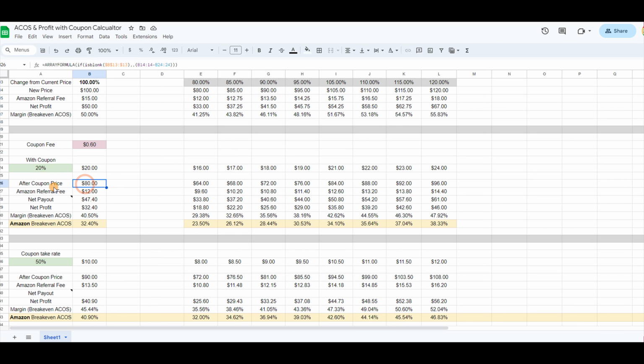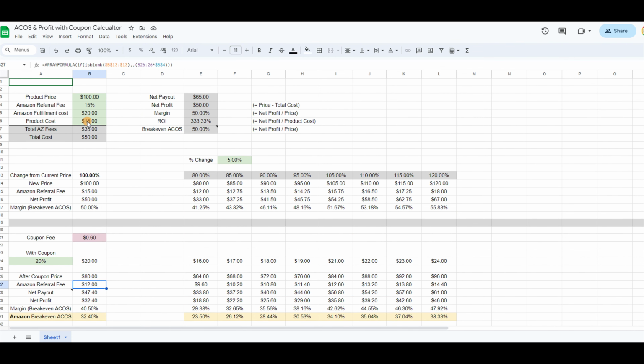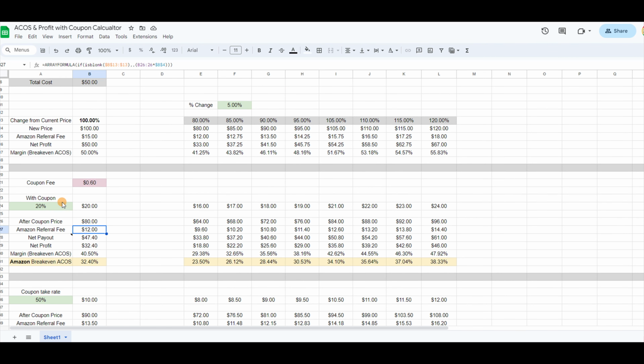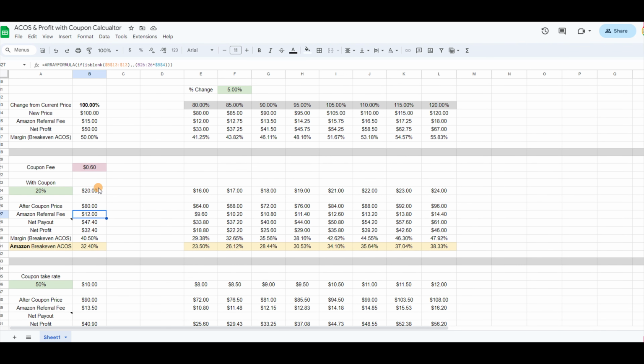So right away you will see here it shows you after coupon price will be $80. Right, 100 minus 20 is $80. Your Amazon referral fee will actually go down because it's 15%. So the referral fee is calculated based on the actual price paid by the customer and not the original price. So Amazon doesn't charge you 15% of the original price. They charge you 15% of whatever amount of money actually exchanged hands. So in this case, only $80 exchanged hands, so they're going to only charge you a referral fee of $12, which is 15% of $80.